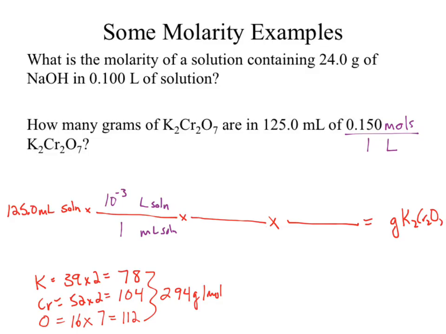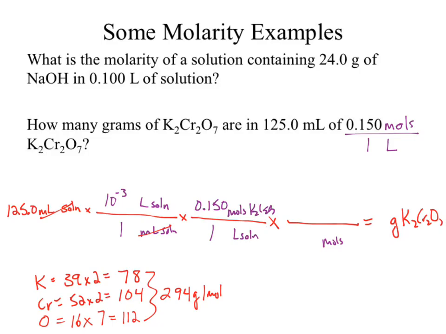Liters of solution. Do we want liters of solution in our answer? No. So what has to happen? It needs to cancel. What can I convert liters of solution to? Again, ideally, grams of potassium dichromate. I don't have that conversion factor. The conversion factor I do have is moles of potassium dichromate. What number shows up in front of moles? 0.150 over 1 liter.